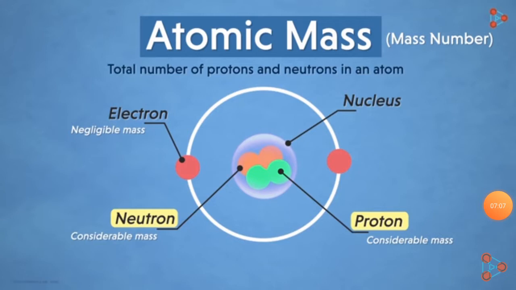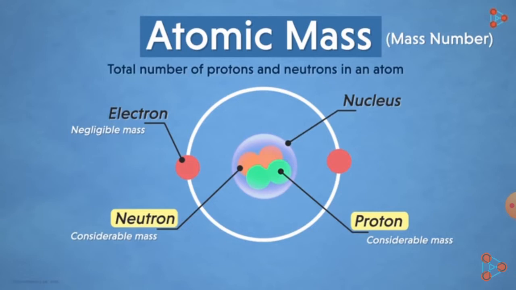For example, this is the helium atom. As you see, it has 2 protons, 2 neutrons, 2 electrons. This is the helium, okay? 2 protons, 2 neutrons, 2 electrons. The last number that we learned was the atomic number. What is the atomic number here? We said the atomic number, not the atomic mass.